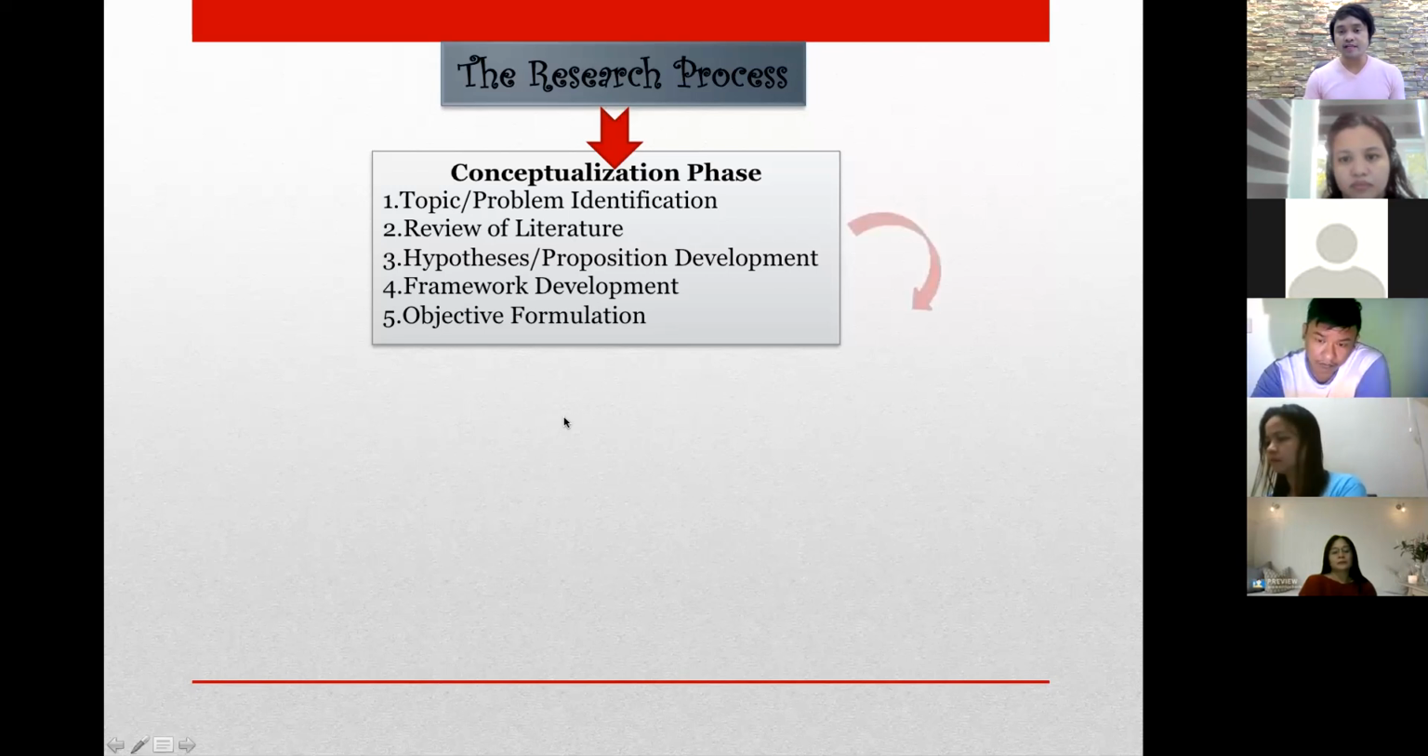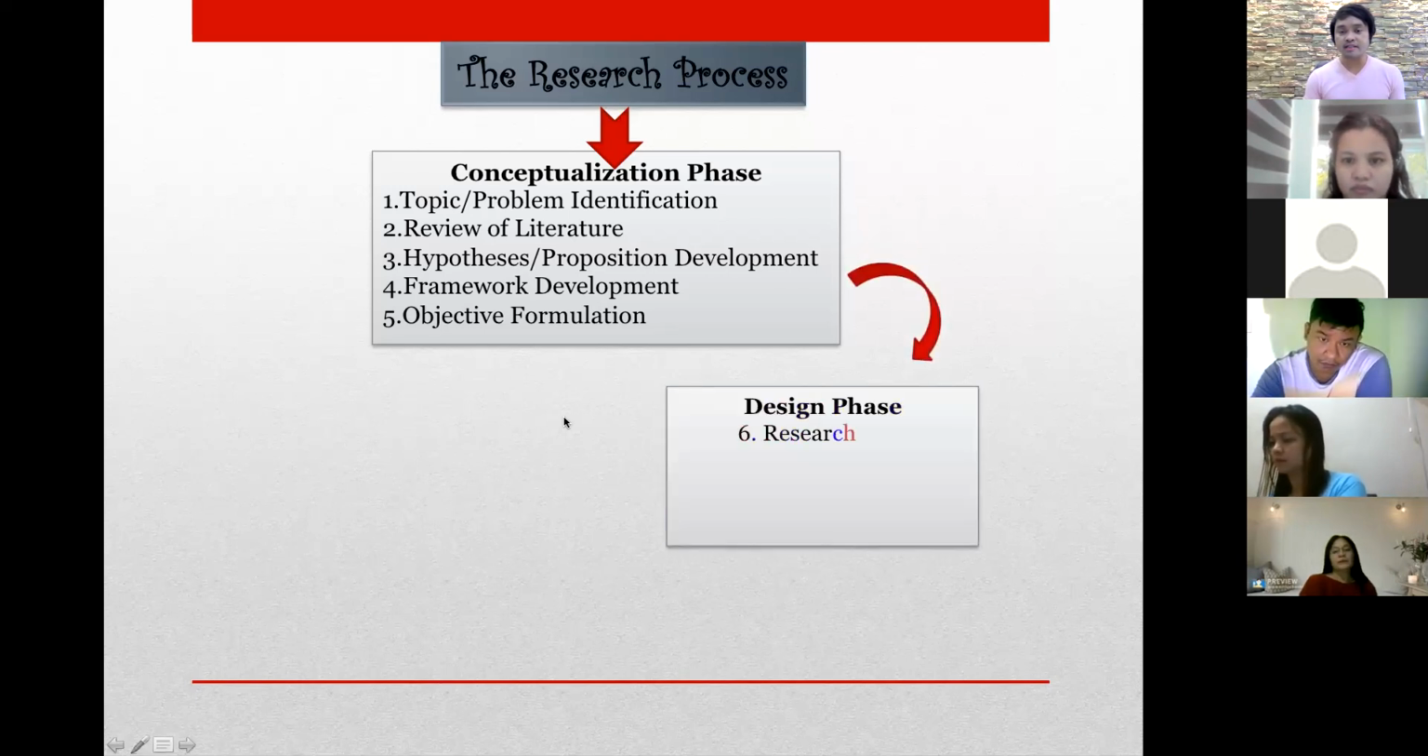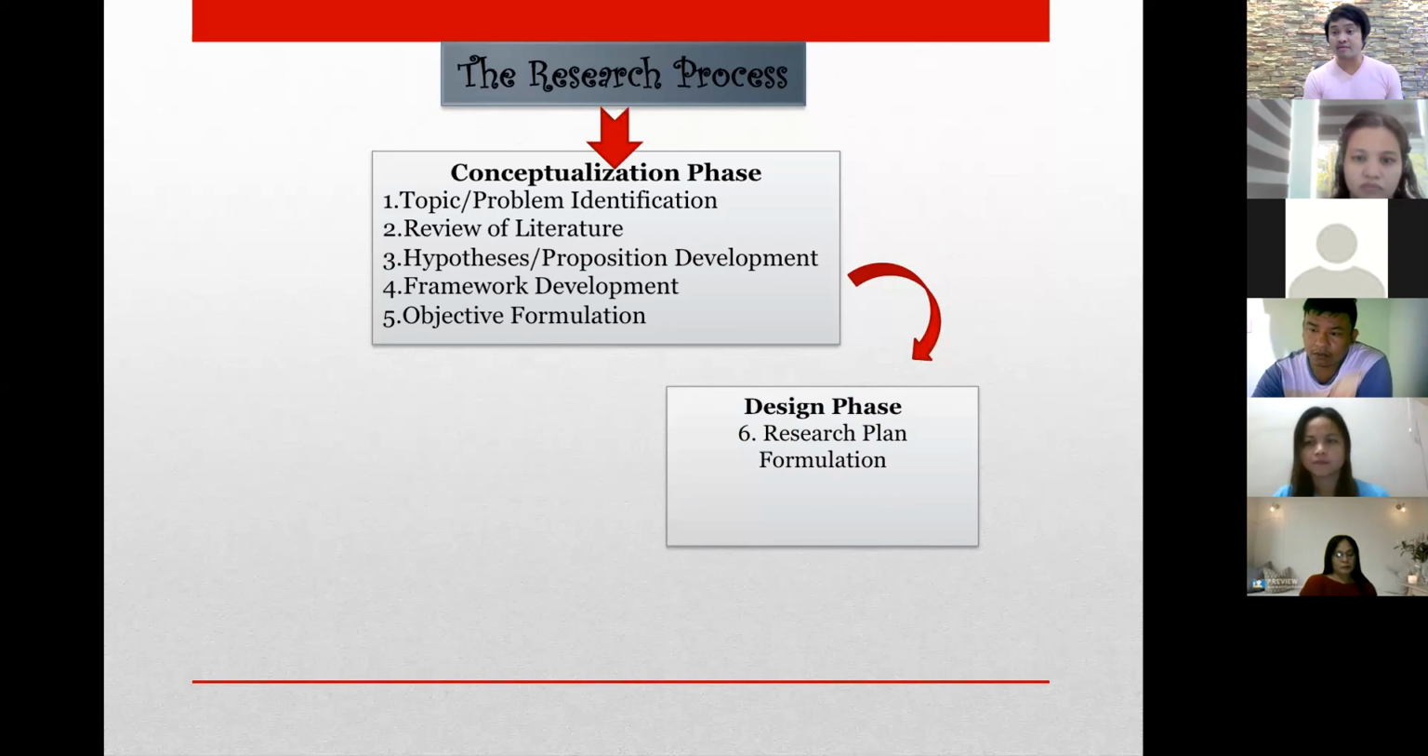After we conceptualize our research paper, that's the time that we proceed to the design. As I've mentioned, we need to conceptualize first for us to be able to identify what kind of research design we are going to use. We're going to formulate our research plan. And this will include identification of different quanti designs. Kasi ang quanti, marami pa yan. Merong descriptive, experimental, etc. So we should be able to identify the proper design according to the conceptualized topic.